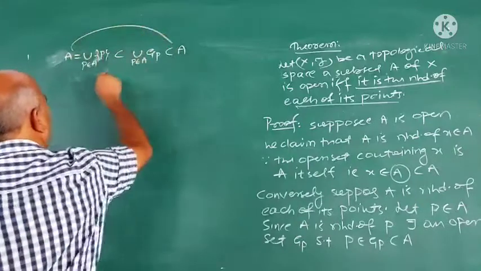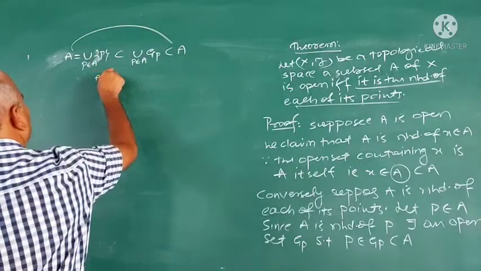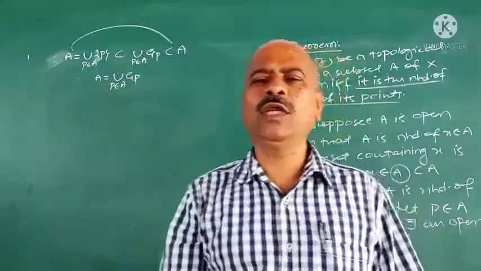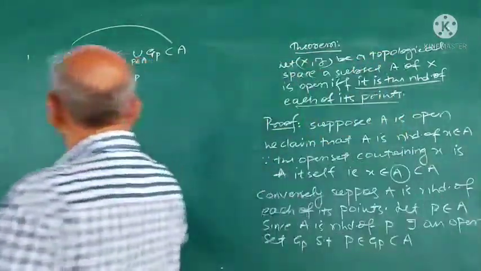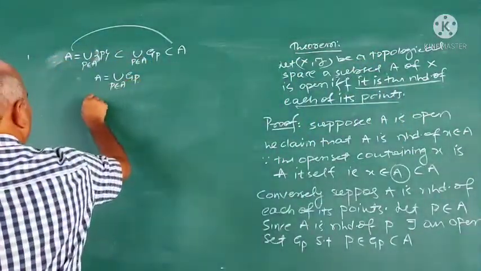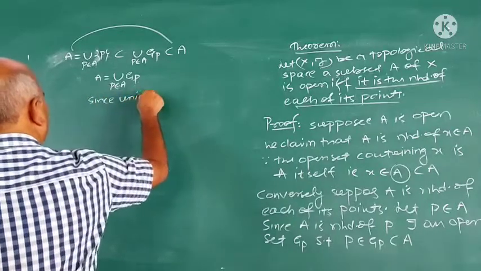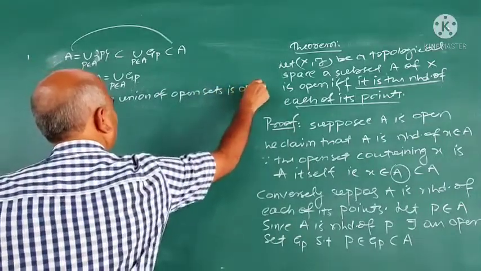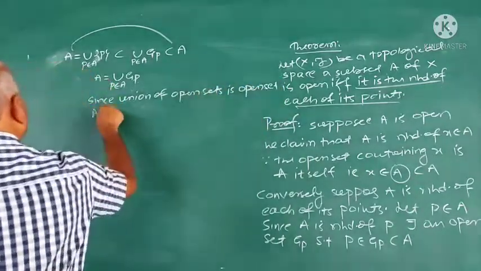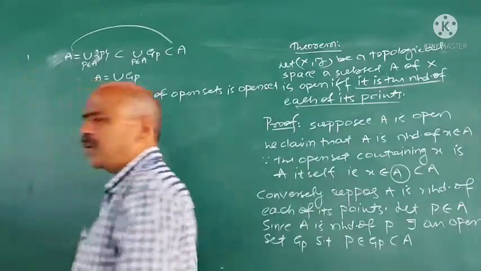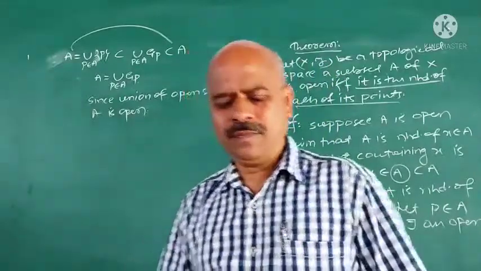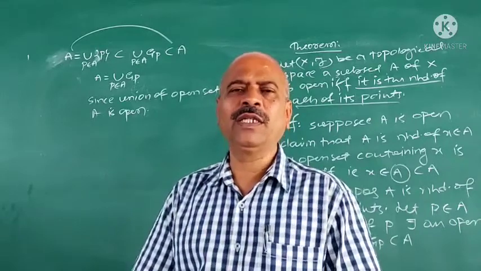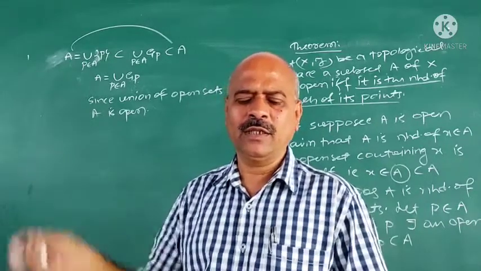So what happens? A is equal to the union of GP, P belongs to A. Now what is GP? An open set. Since the union of open sets is an open set, A is open. So this is the proof. What is the theorem? A subset A of X is open if and only if it is a neighborhood of each of its points. That is the theorem.